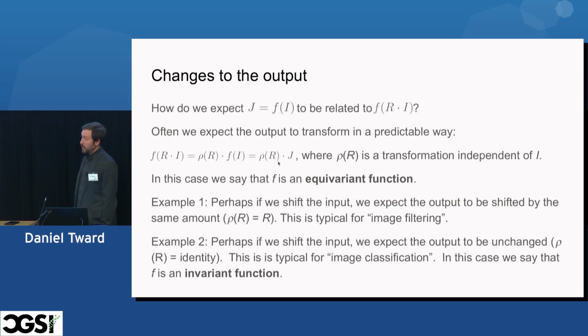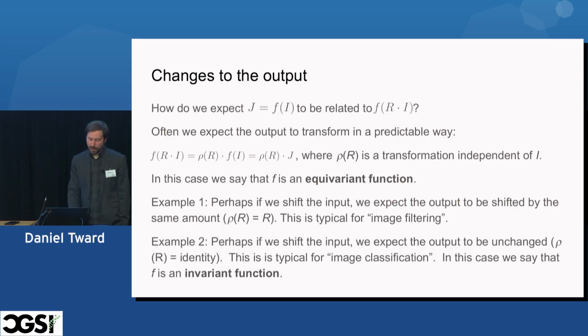So if this is the case, if when you transform the input, the output transforms in a particular way, we say that that function f is equivariant. A couple of examples: perhaps if we shift the input, we expect the output to be shifted by exactly the same amount. That's very typical for image filtering, blurring, sharpening. If you shift the input, the output is also shifted.